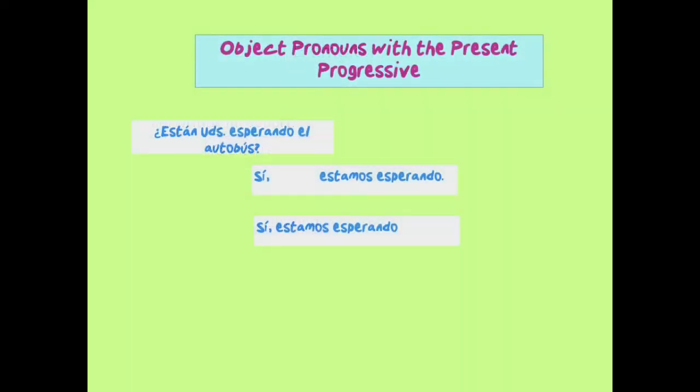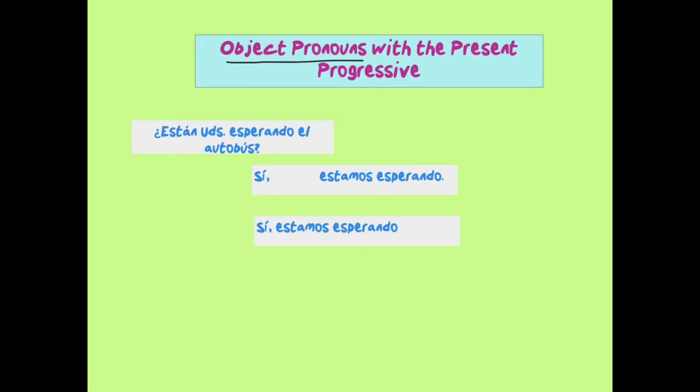Now the last step with the present progressive that we need to be aware of is what to do with object pronouns. So as a brief reminder, when I say object pronouns, I'm talking about reflexive pronouns, direct object pronouns or DOPs, indirect object pronouns or IOPs. What do you do with those when we're working with the present progressive? Well, let's take a look at the sample. ¿Están ustedes esperando el autobús? Are you, plural, waiting for the bus?